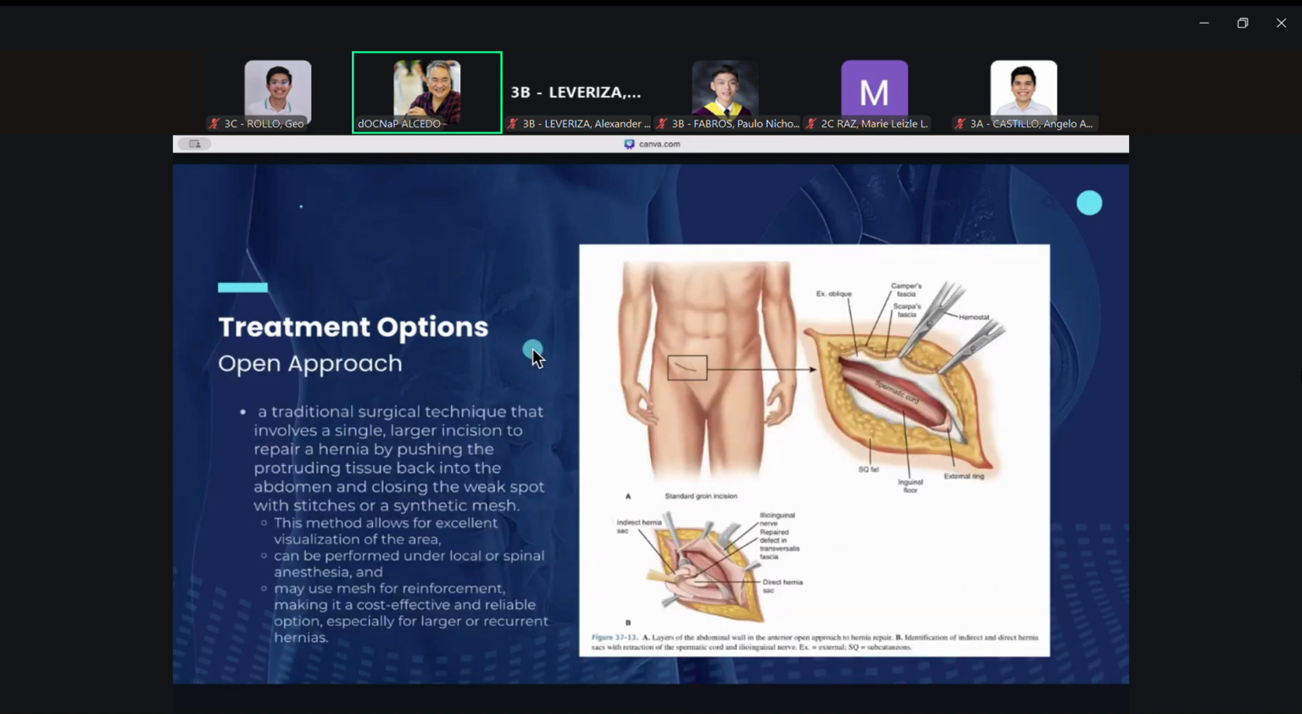So open approach, this is the traditional technique, okay? So you can see there in the illustration, a transverse incision in the right inguinal area. And this can be performed under local or spinal anesthesia. Most commonly, we use a mesh. It is cost-effective and reliable. And of course, currently, it is associated with the least recurrence, which is the basis for choosing a technique for hernia repair. One that is associated with the least recurrence. Okay?